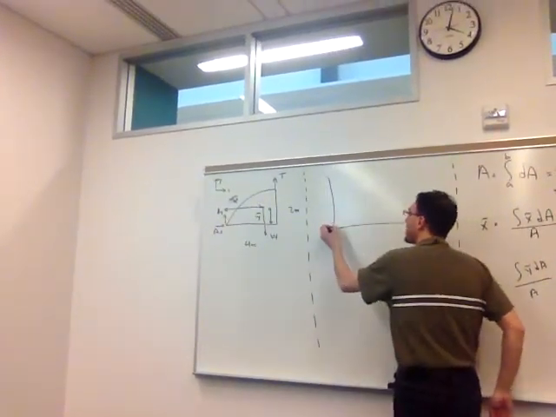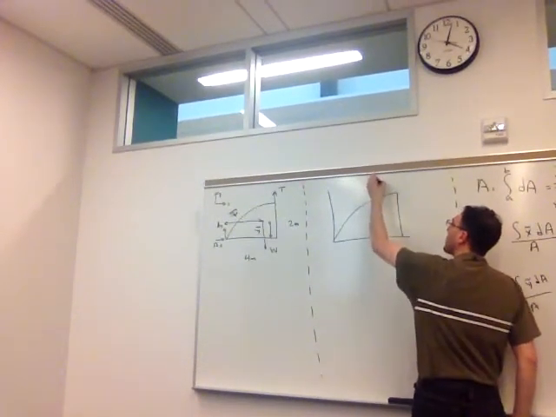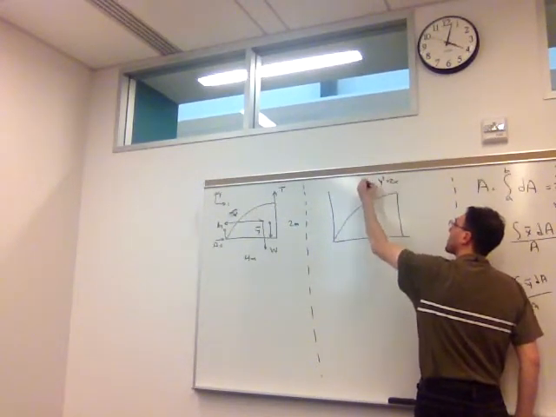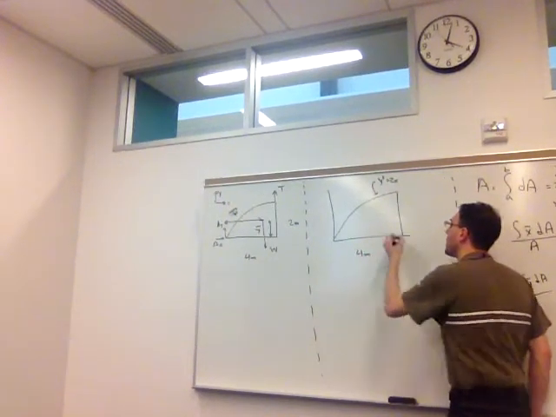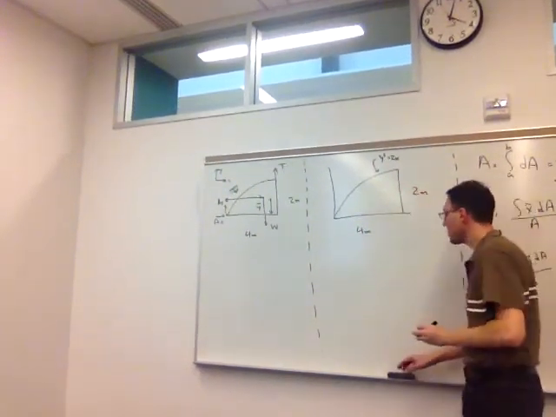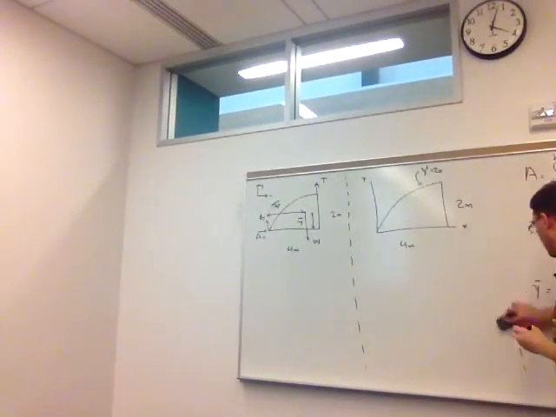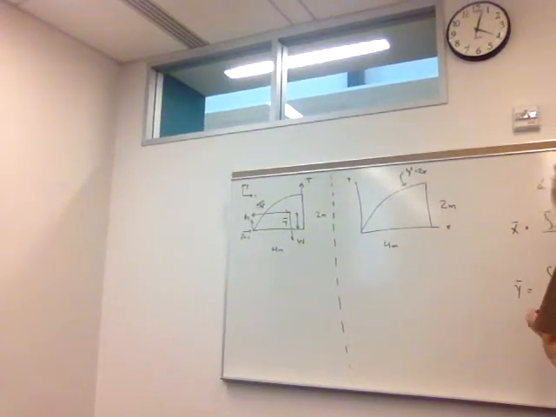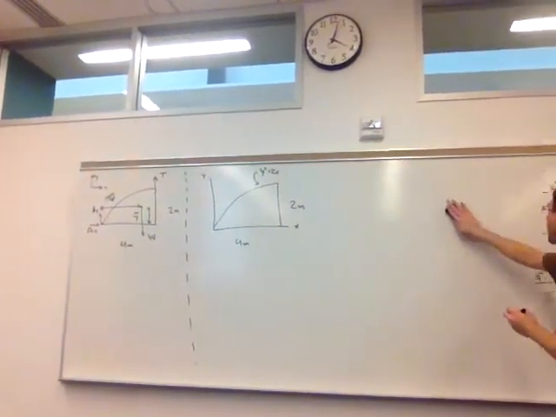So now I can take that, and now it's important what that function is. Y cubed equals 2x. And we know this is 4 meters. We know this is 2 meters. So we want to find the centroid of this so that we know where to put the weight.